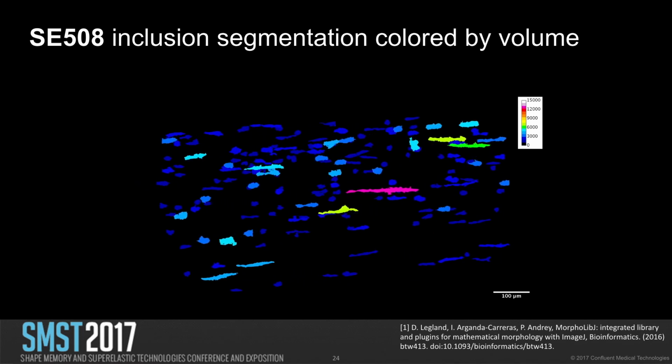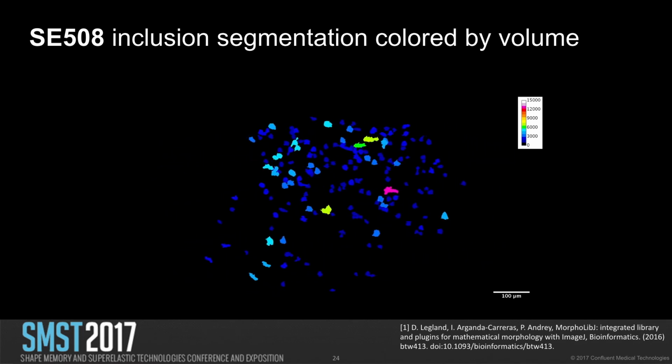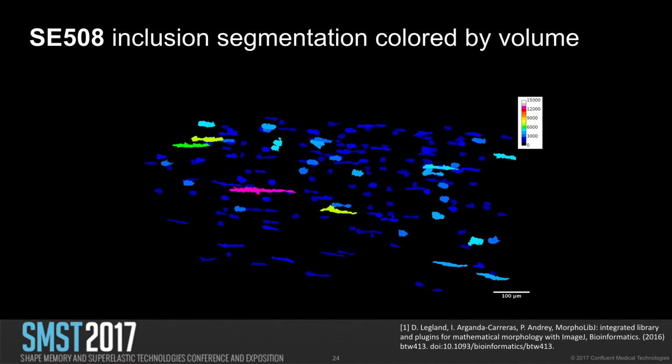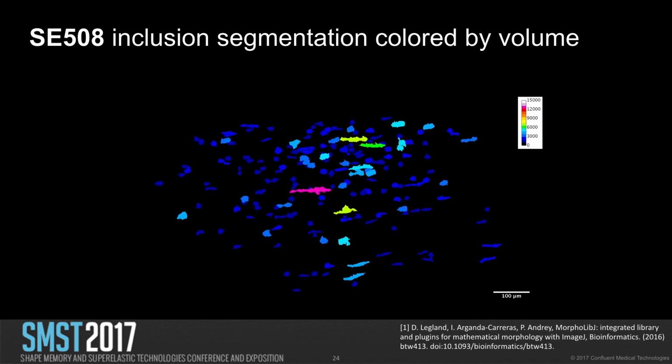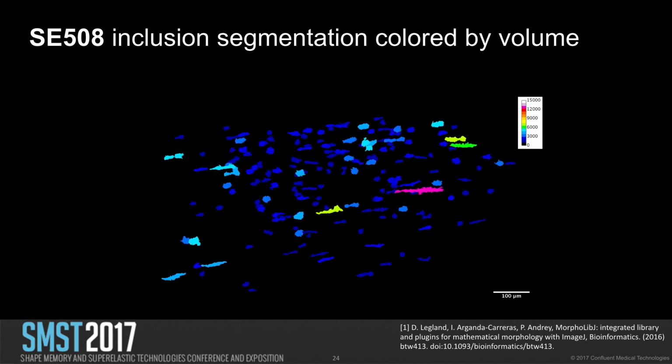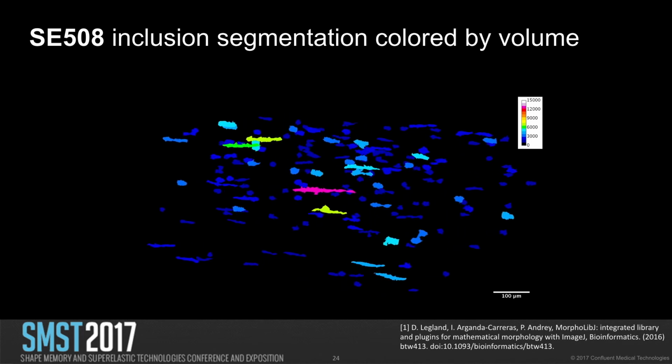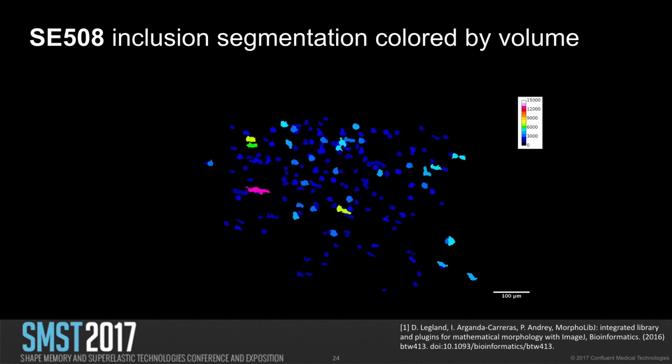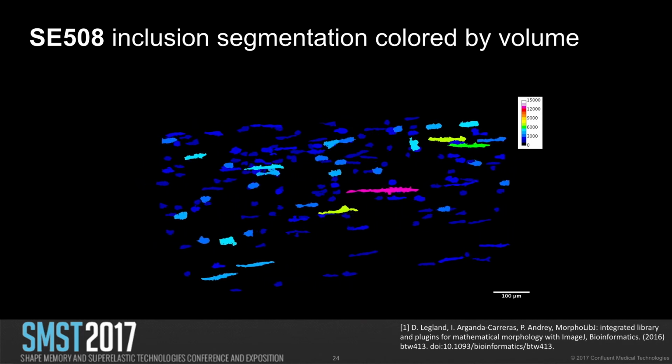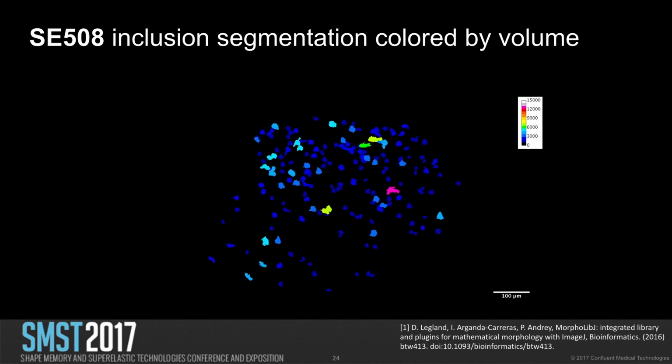So now that we've got this probability map, we can actually isolate the inclusions themselves, and they are, again, inclusions and voids. I'm not trying to distinguish between them, but we can measure their volume. We can locate them in space and kind of understand their geometric distribution and density.